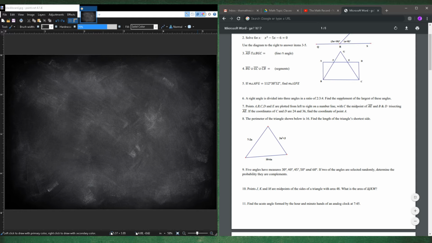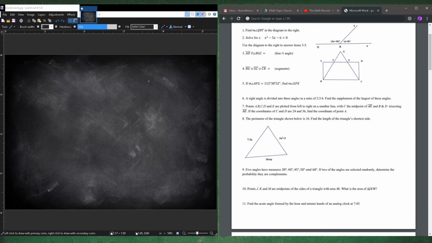A right triangle is divided into 3 angles in ratios 2, 3, 4. Find the supplement of the largest of these angles.